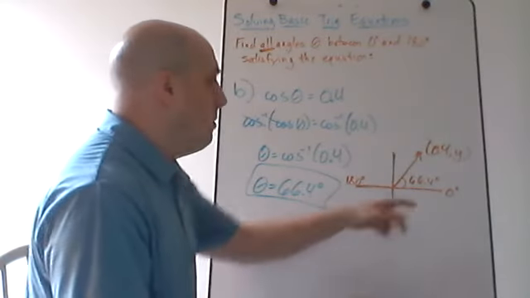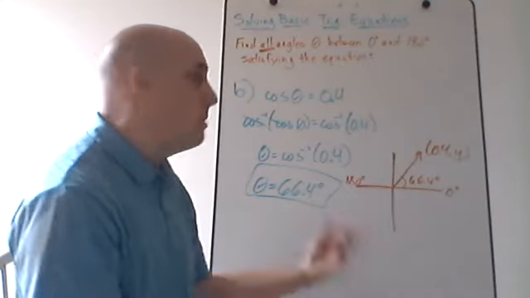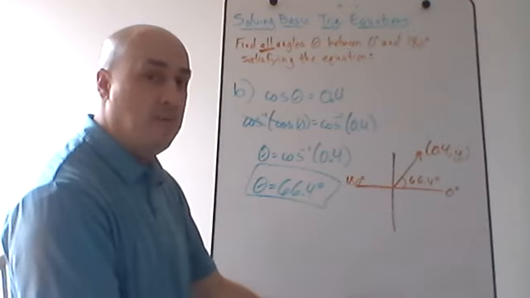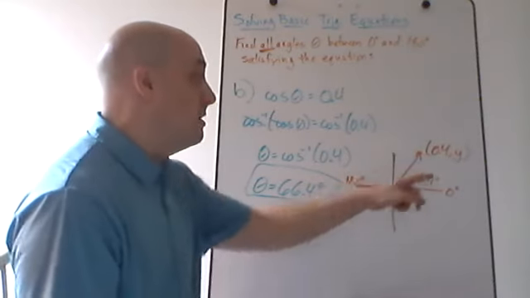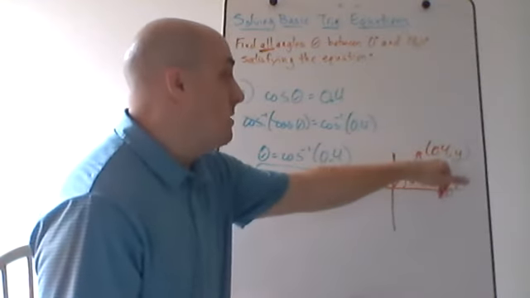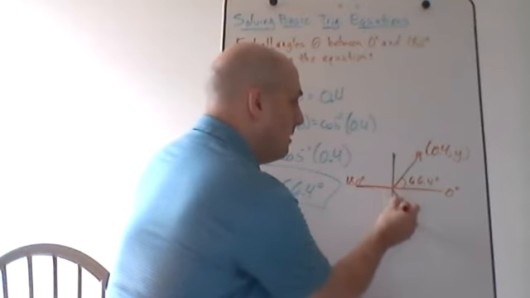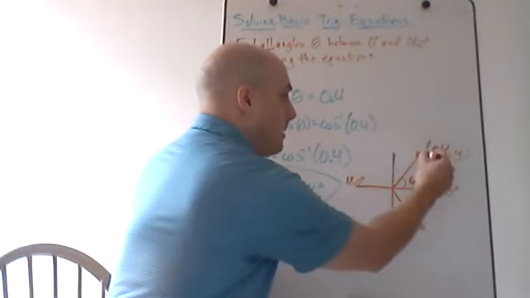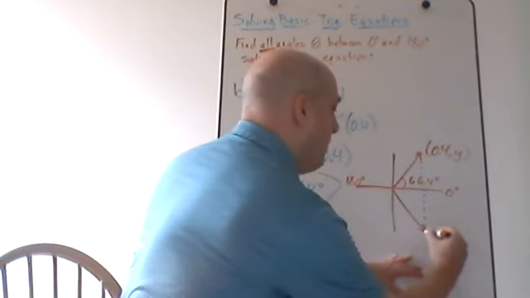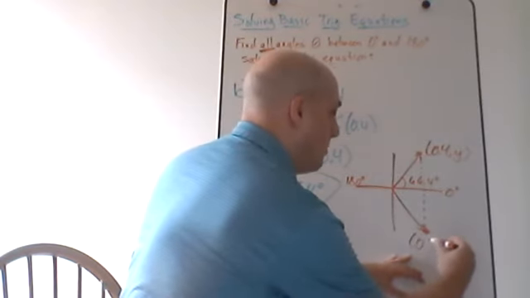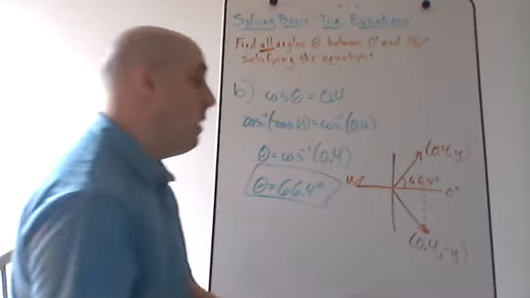Well, is there another point between 0 and 180 where my cosine is going to equal 0.4, where my x coordinate is going to be 0.4? And in this case, there's actually not. Right? There is another point on the unit circle where the x coordinate is going to be positive 0.4, but that's going to be down here in the fourth quadrant. Right? For x to stay positive 0.4, I would have to reflect that point downward to the fourth quadrant. That's going to have the coordinate 0.4 comma negative y.